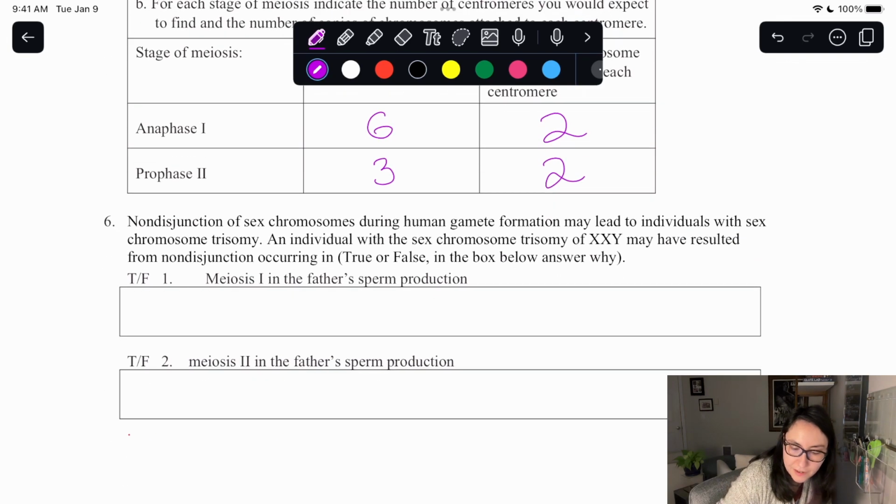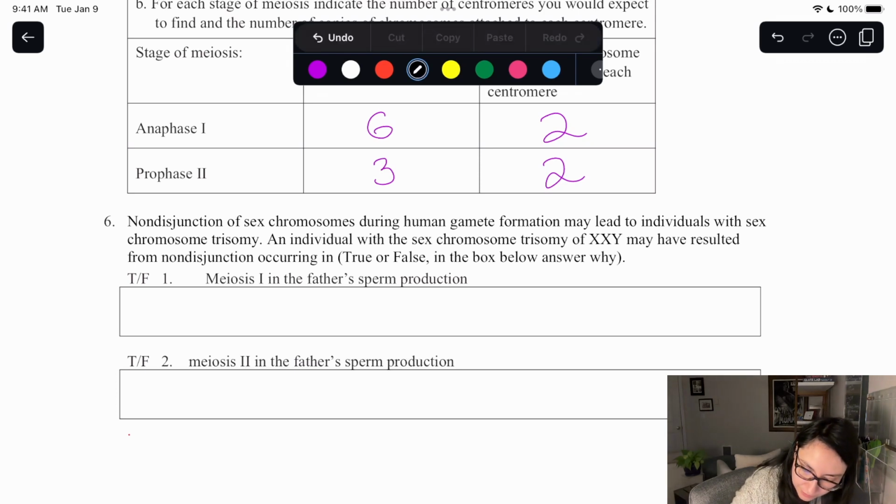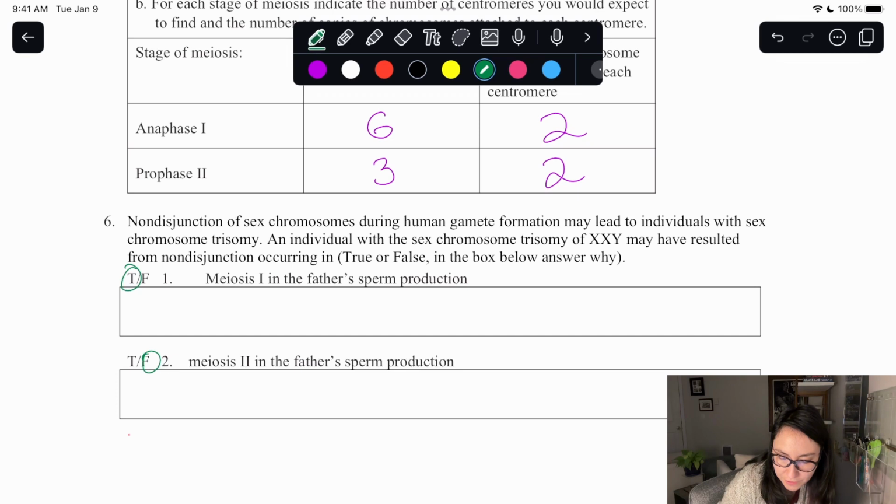Then we're going to move on and talk about non-disjunction of sex chromosomes during human gamete formation, which may lead to individuals with sex chromosome trisomy. An individual with the sex chromosome trisomy of XXY may have resulted from non-disjunction occurring in, and we'll go through the list, true or false? Meiosis 1 in the father's sperm production. I'm going to put that as a green color. It's going to be true. Next one will be false for meiosis 2 in the father's sperm production.